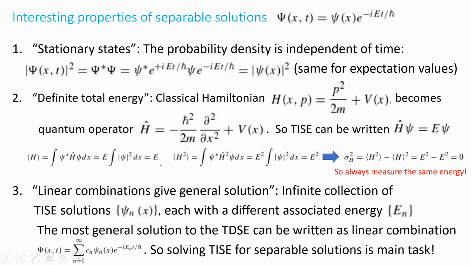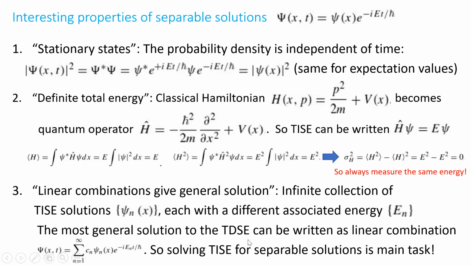So if we have multiple stationary states present, so multiple Cn's not 0, the full solution won't be a stationary state, but we can make the full general solution as a linear combination of stationary states weighted by these coefficients Cn. So we can see that if we solve the time-independent Schrodinger equation for these separable solutions or these stationary states, that gets us a long way.